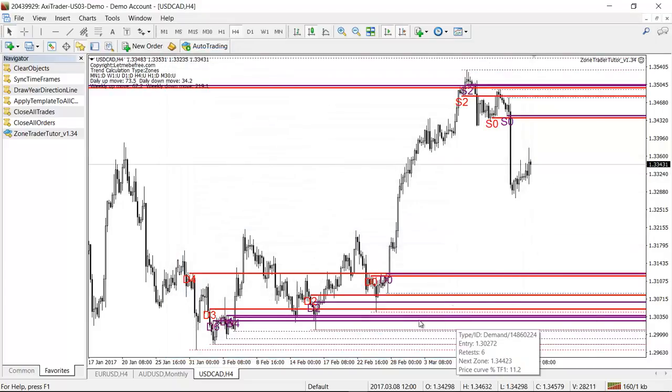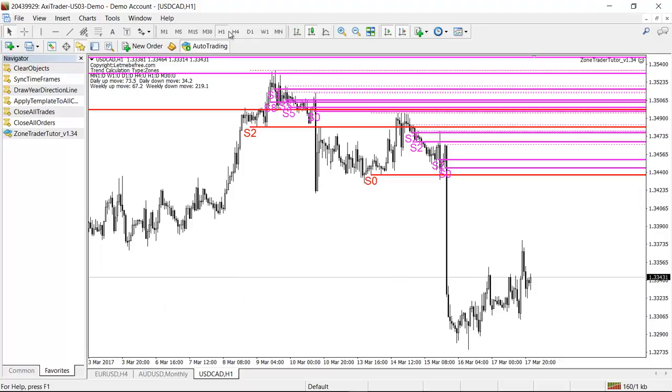And there you can see that you're going to get the H4 demand zones that fall inside a daily demand zone, and the H4 supply zones that fall inside a daily supply zone. So that can be one useful way to filter out zones, depending on what time frame we're looking at trading.